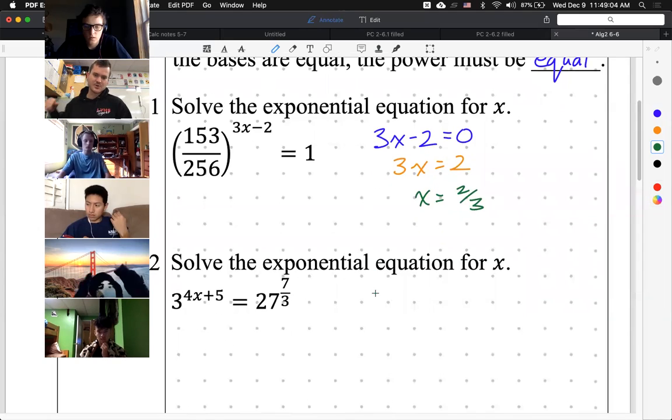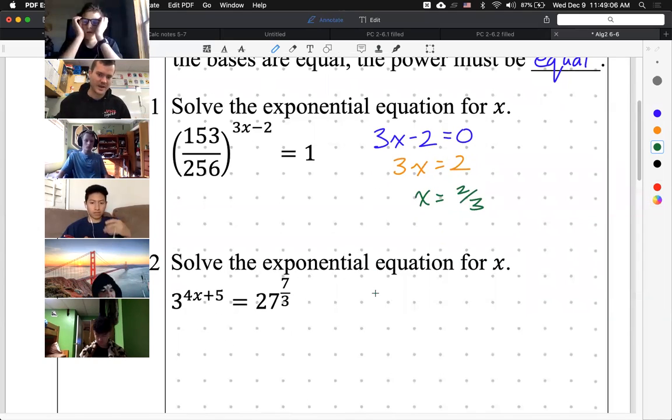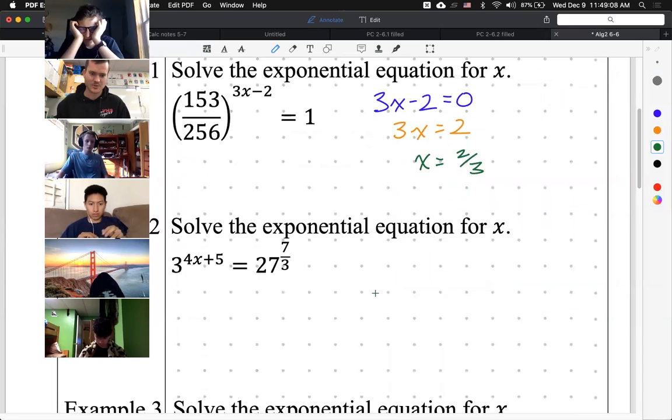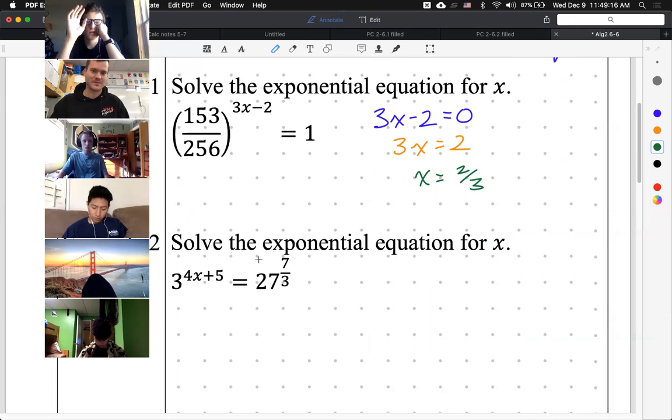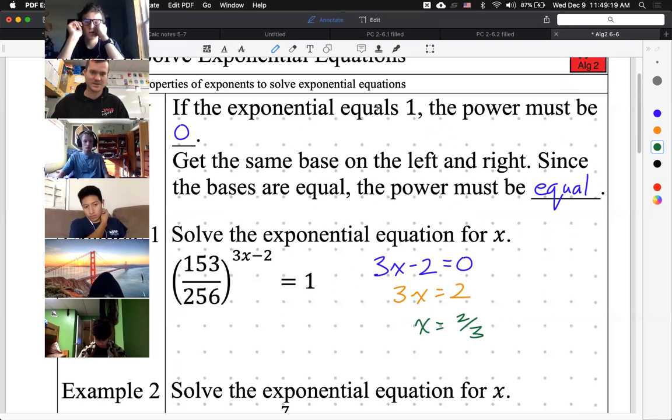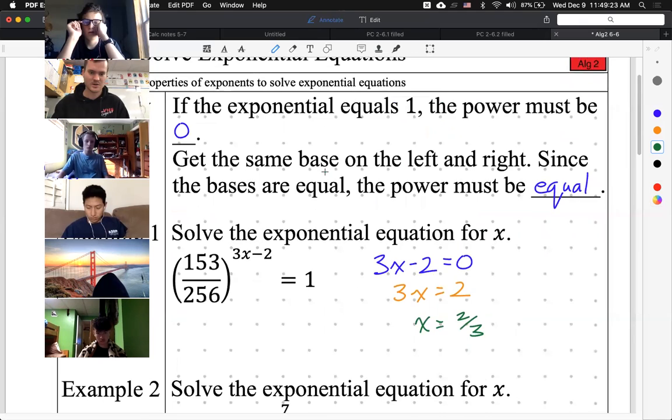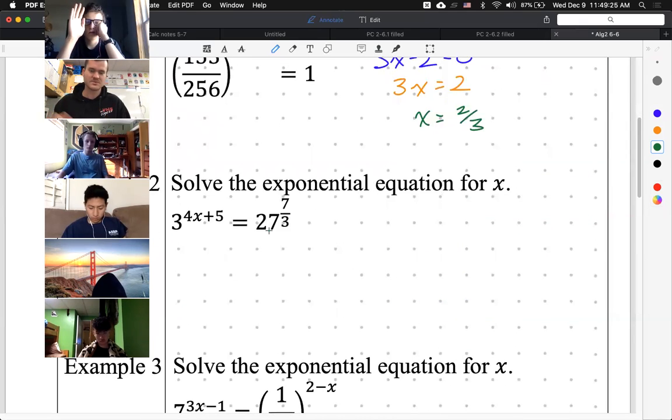All right, example number 2, solve the exponential equation for x. Okay, it's a little bit harder. Nothing is equal to 1 because those are the easiest types of problems. Now I have a base of 3 and a base of 27. Those bases are not the same. We need to get them the same. Again, there's 2 strats. One is if anything is equal to 1, then set the power equal to 0. The other one is make sure that the bases are equal. The bases are not equal, so set them equal.